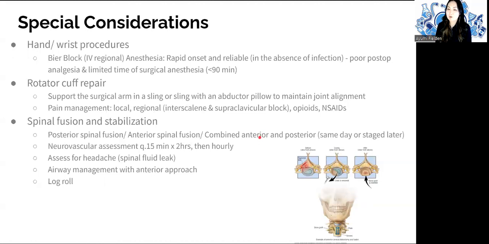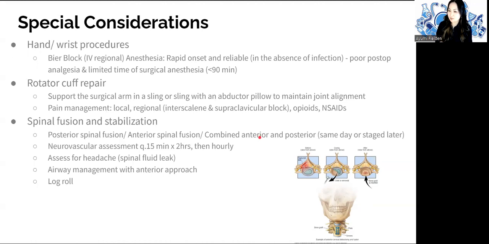Rotator cuff repair, you want to make sure the patient's arm is supported. And often they have a regional anesthesia and they may not be able to move the extremities well, or they'll have no feeling. So when they go home, if the arm is just dangling around, they might burn themselves on the stove and stuff like that. And the regional anesthesia is very effective. They might not need additional opiates, but they might have severe pain if the patient doesn't have regional anesthesia, or the regional anesthesia didn't work for the patient. Orthopedic procedures are pretty painful in general. Spinal fusion and stabilization.